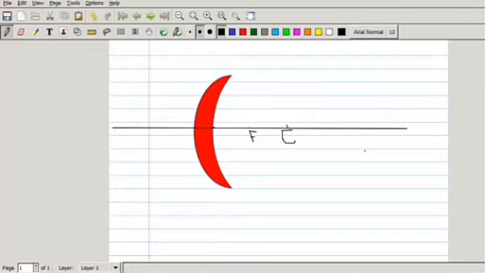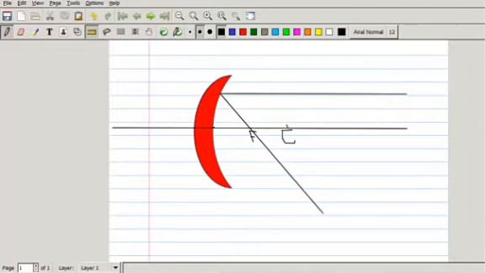There are certain rules for the image formation in concave mirror. Let us see those rules. The first rule is: light ray coming parallel to the principal axis, after getting reflected from the mirror, passes through the principal focus. This is the first rule.